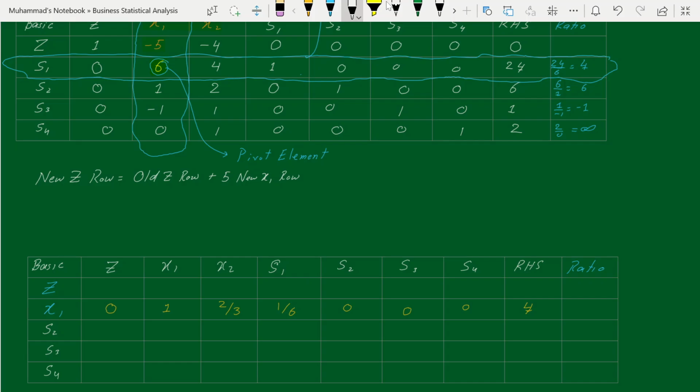First of all, let's write the old row here. I will directly write down the data: we have 1, -5, -4, then 0, 0, 0, 0, and 0. In the next step we multiply 5 with this new row, for which I use this color. First we multiply -5 with 0, which is 0.